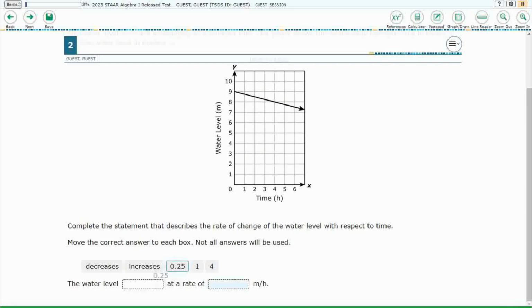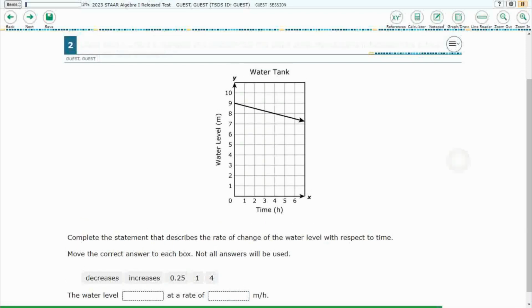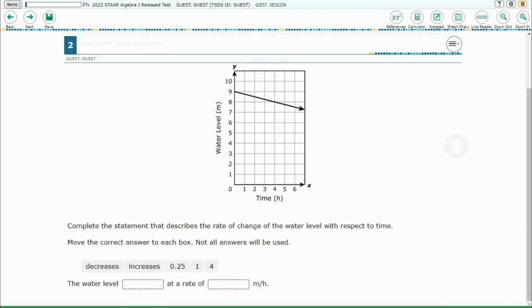And if I were to take these numbers, you'll notice that it's impossible for me to move these numbers. So I need to either choose decreases or increases, and then I can't choose either of those two options for the last box. I have to choose either 0.25, 1, or 4. So it does help you in that way. And so hopefully we can see just visually from this graph right here that it's decreasing. So that should be our first easiest point.